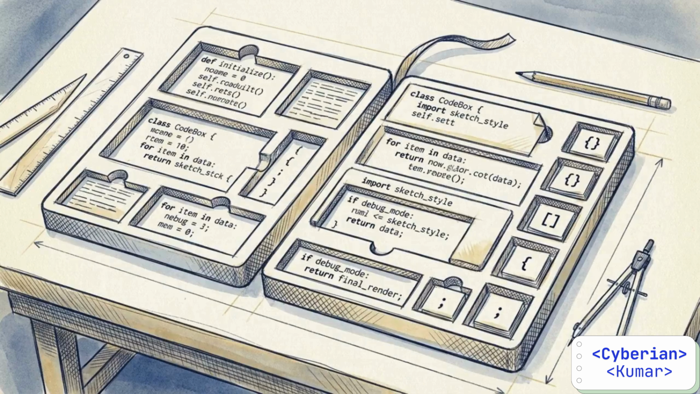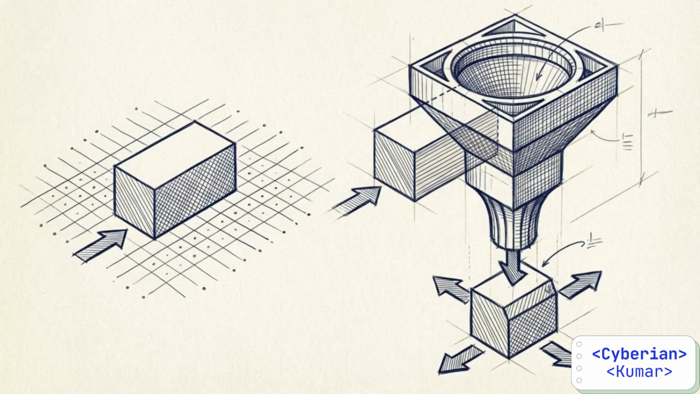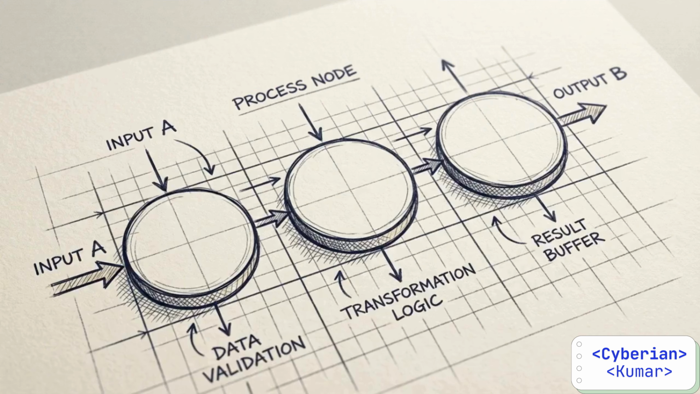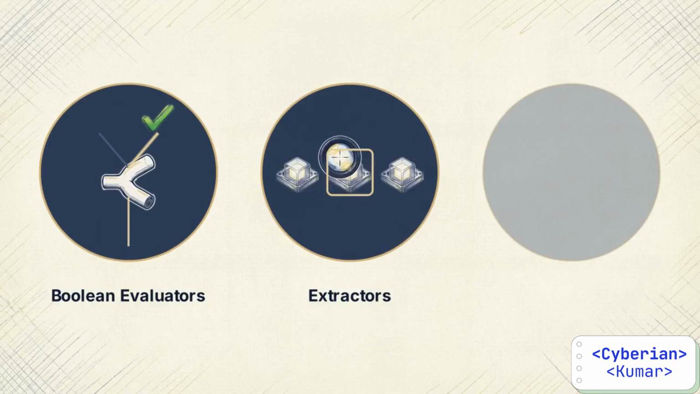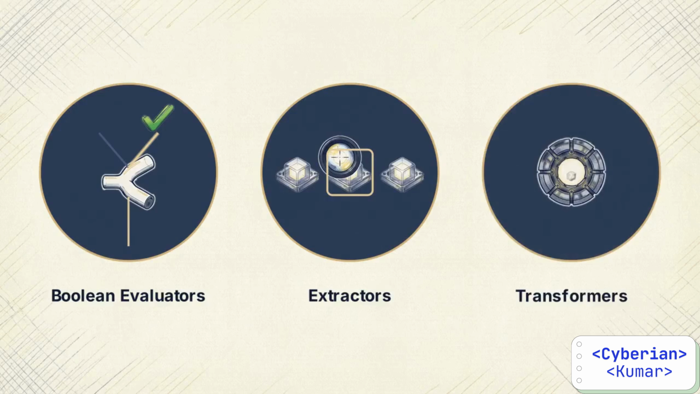Beyond loops, Python provides an arsenal of built-in string methods. Because strings are immutable, these methods act as pure functional pipelines. They take in data and return new results without altering the source. These methods fall into 3 architectural roles: Boolean evaluators, returning true or false, extractors, locating targeted data, and transformers, generating formatted strings.